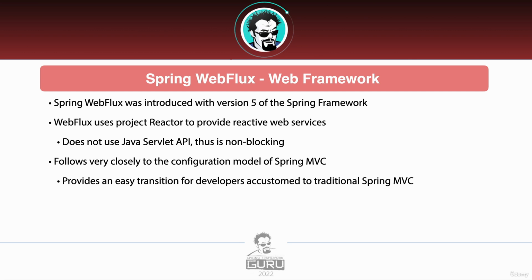This uses Project Reactor under the cover to provide reactive web services. This does not use the Java Servlet API, thus it is able to be non-blocking because it is not tied to that API. This does follow very closely the configuration model of Spring MVC. This library does provide a very easy transition for developers that are accustomed to using traditional Spring MVC.